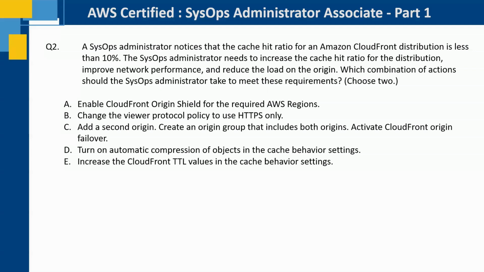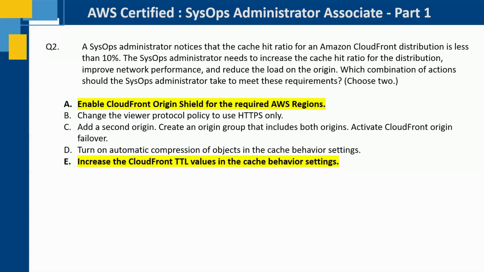Now friends, the first action would be to enable CloudFront Origin Shield for required AWS regions, as it will add an additional layer of caching between the CloudFront edge locations and your origin. This should be followed by increasing the time to live value in cache behavior settings. This will control how long CloudFront keeps objects in its cache. A low TTL causes CloudFront to refetch objects more often from the origin, reducing the cache hit ratio.